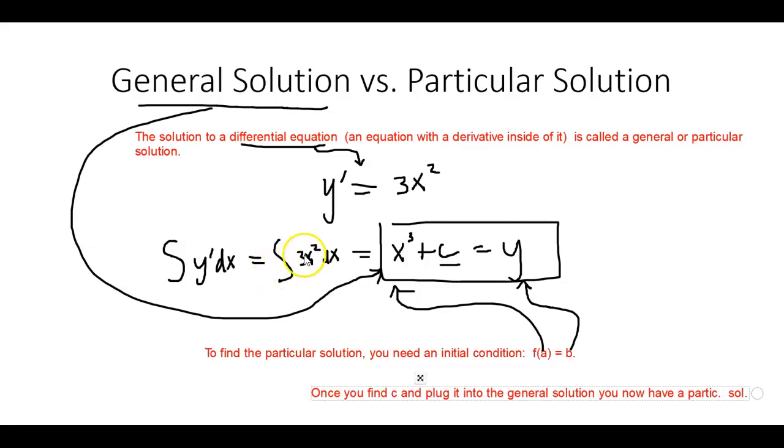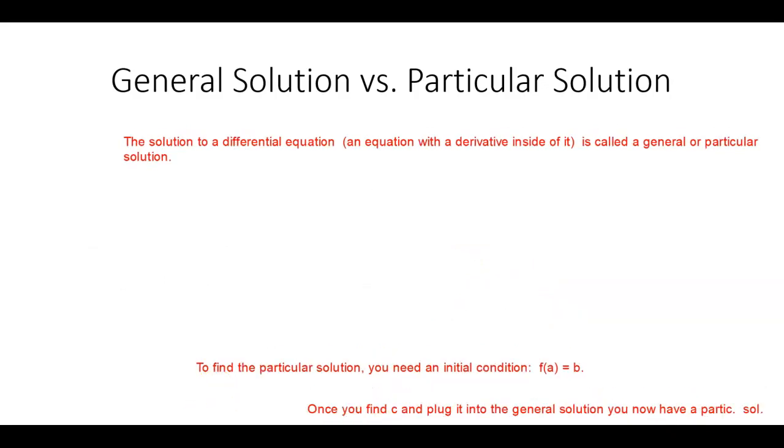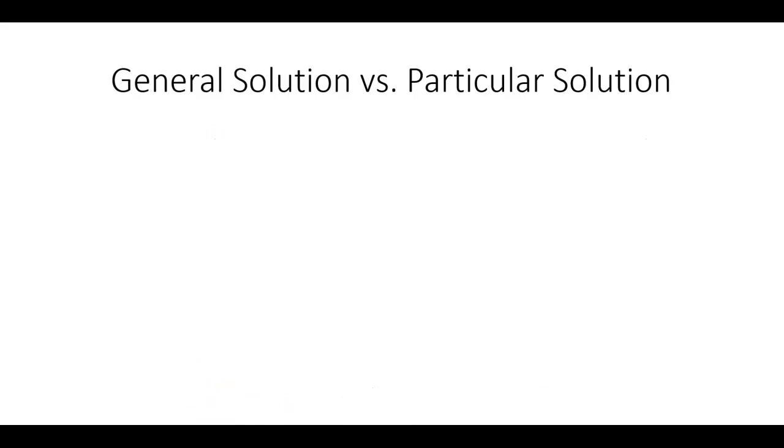And so that's what they are. So basically, if you integrate a differential equation, you get a general solution. And if you plug in an initial condition to that to find c, you end up with the particular solution. So that's particular versus general solutions.